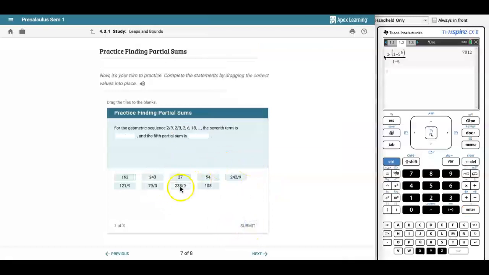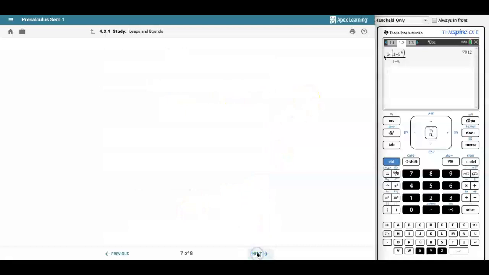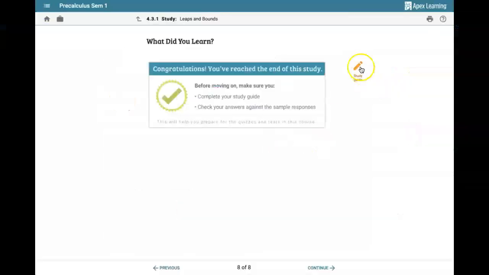Perfect. All right, so again, for the sake of time, I'll let you try these on your own here. But you're going to do the same thing. You're just going to figure out what terms you have, figure out what term you're trying to solve for, and then plug into the equation as you go. That's basically it for this unit here.